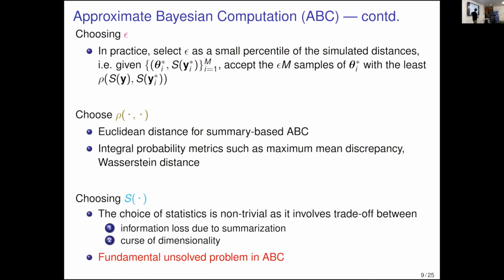Now, choosing the statistics is slightly non-trivial. There's a trade-off between how much you want to summarize, because you're throwing away a lot of information, but at the same time you want the statistics to be as low dimensional as possible, because you're computing distances and you don't want to compute distance in higher dimension. So there's this trade-off between information loss and curse of dimensionality. And to be honest, there's no one solution for solving this problem, which is why we frame it as the fundamental unsolved problem in ABC.